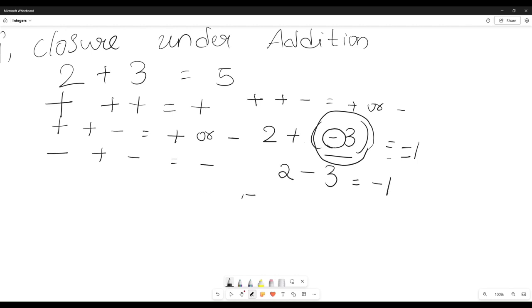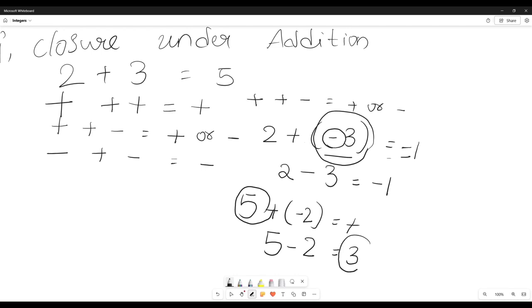If 5 is the positive number, then minus 2 is the negative number. Here the positive number is the bigger number, so we get plus because 5 is the bigger number. 5 minus 2, we get 3. I hope you all understand this property, closure under addition, which is nothing but this, because we have used the positive integer and negative integer.